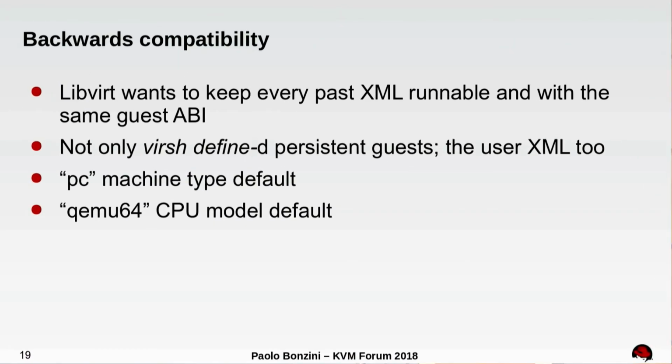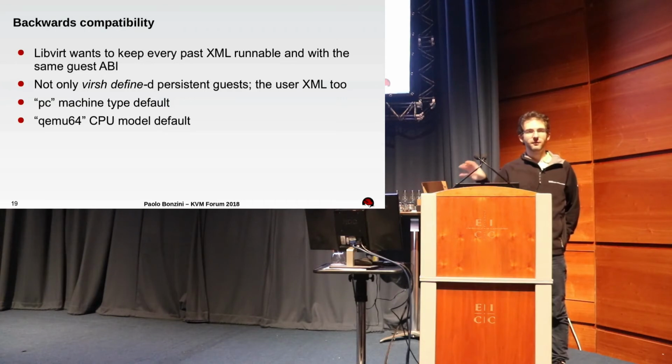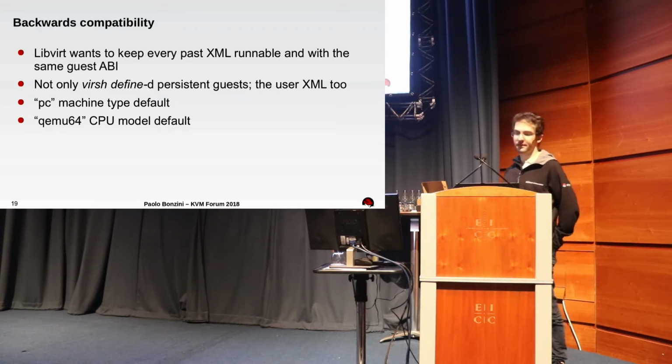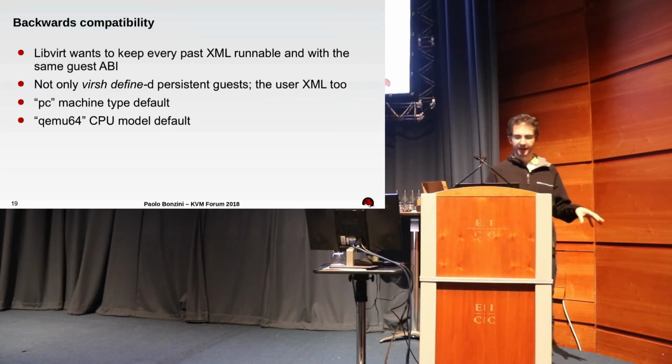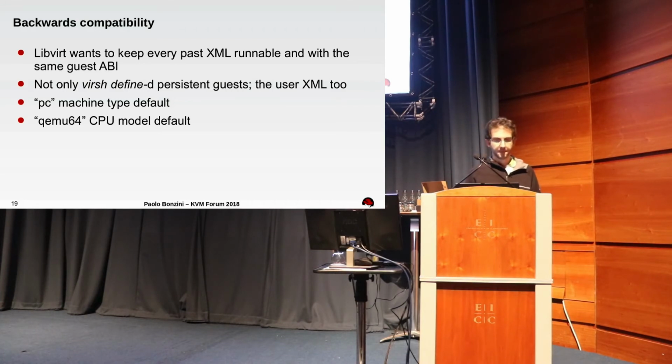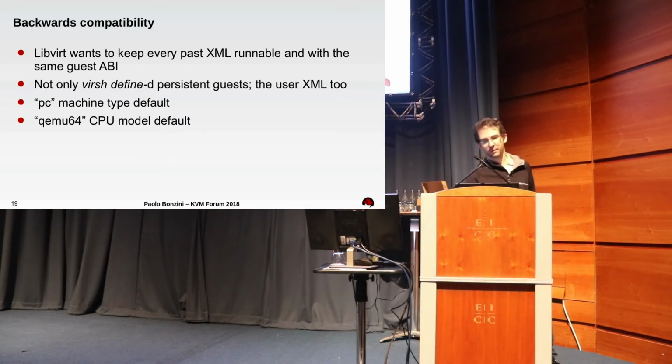So backwards compatibility means that libvirt wants to keep every past XML that has been used by a user runnable with the same guest ABI if you run it on the same host. Not only the so-called persistent guest that you add to libvirt with virsh define, but even if the user had XML on his disk and runs it with virsh create, libvirt wants to keep it runnable with the same guest ABI forever. As a result, libvirt has the PC machine type as a default rather than Q35, which is probably OK for now, but the problem is that it's very hard to change it in the future. And QEMU64 is already a problem now.